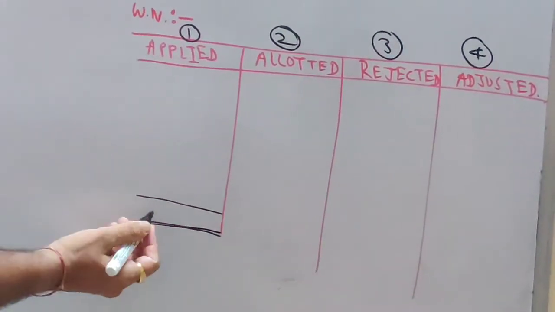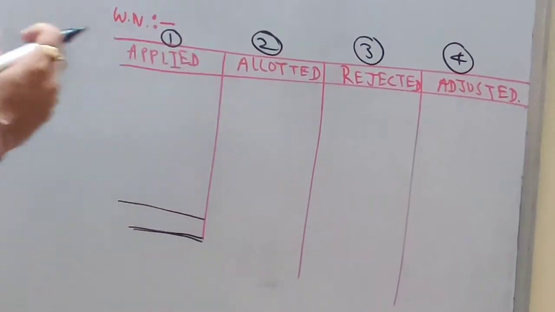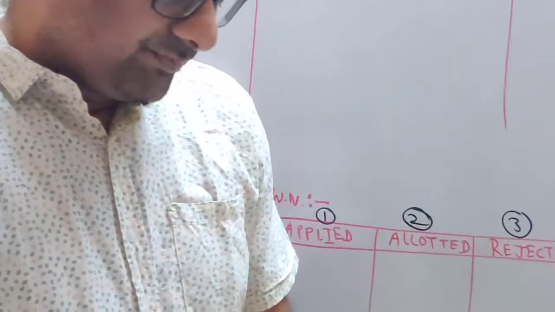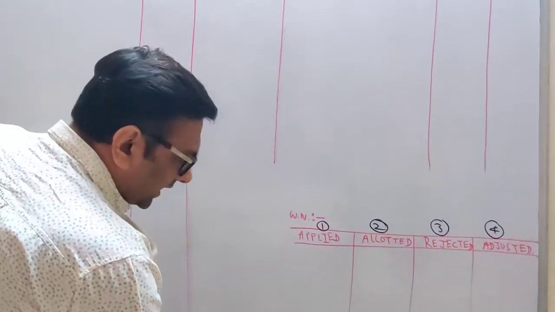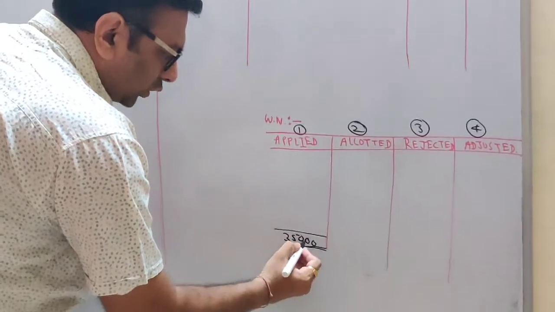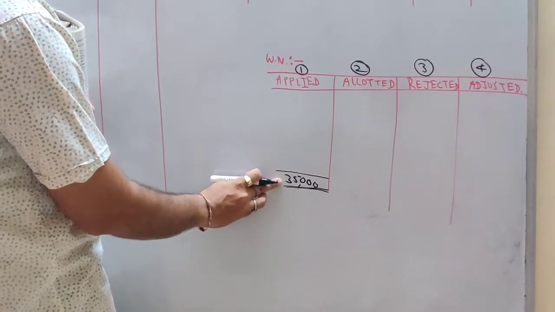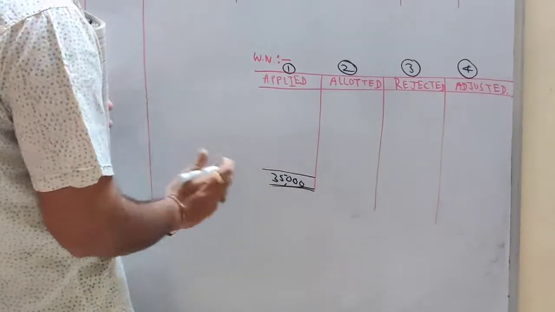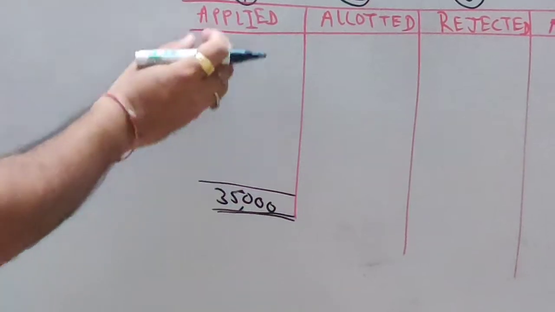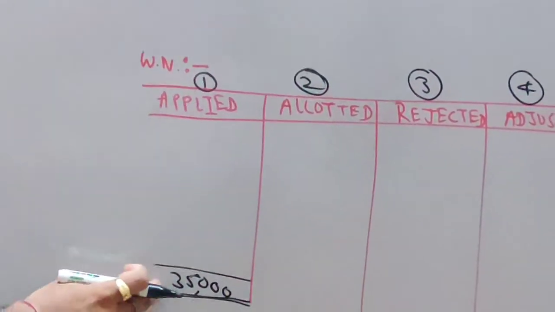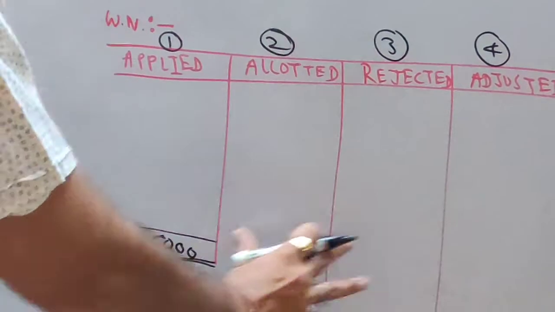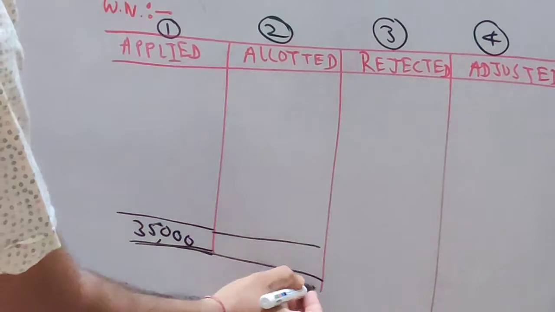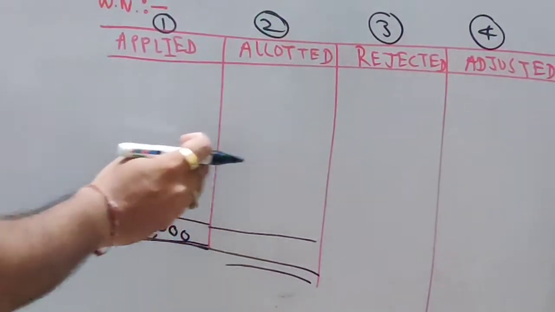Now you will write total application, that is total applied. So how many shares are totally applied for by the shareholders? 35,000. So 35,000 is the total application which we have received, which is applied for by the applicants. So you will start with this table by writing the totals first. You are going to write the total only for the first two columns.